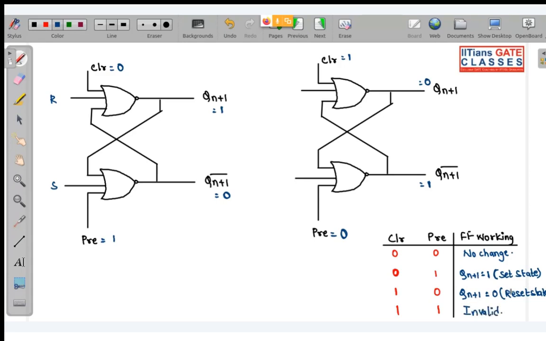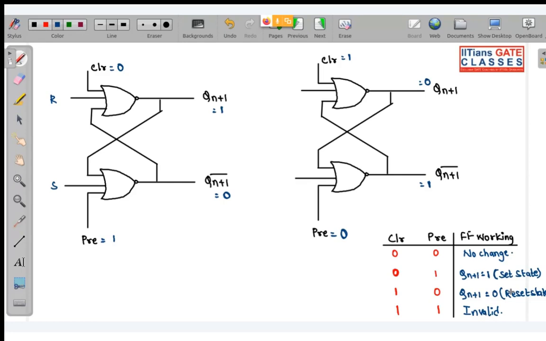So first tell me, have you understood this or not? Have you understood this much? Tell me yes or no. Anyone have any doubt? Okay, fine.